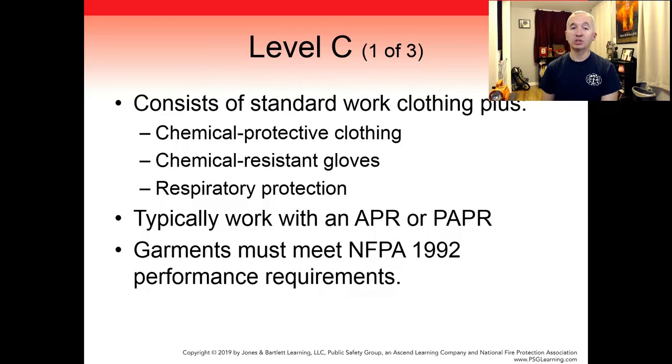The Level C ensemble consists of the standard working clothes plus chemical protective clothing, chemical resistant gloves, and a form of respiratory protection. Level C ensembles are typically worn with an air purifying respirator or a powered air purifying respirator. Garments for Level C protection must meet the performance requirements outlined in NFPA 1992.